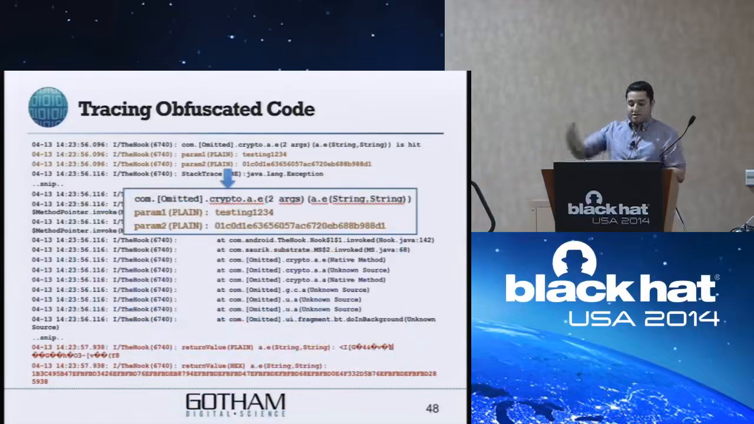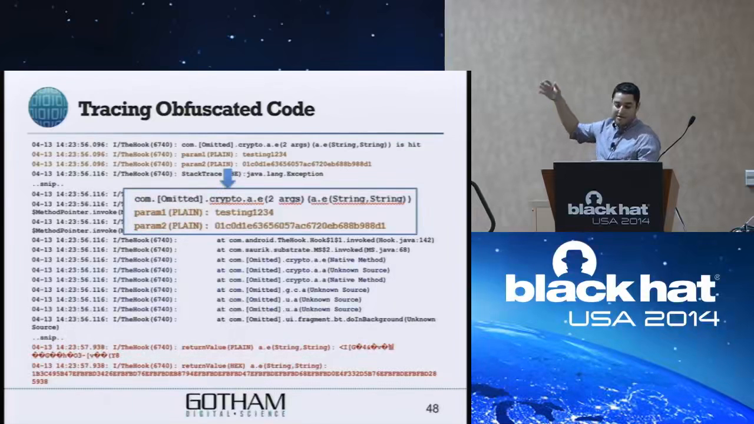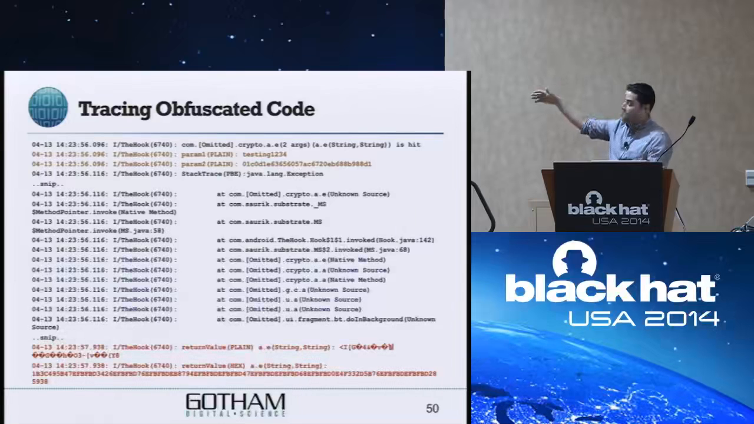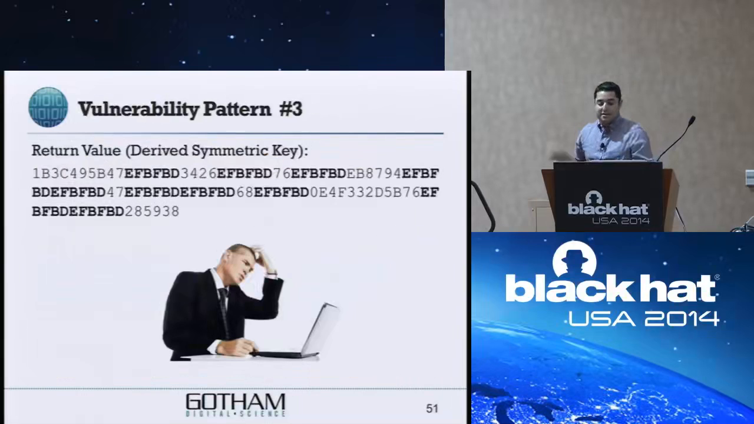So first, I print out the parameters. It takes in my passcode. It takes in some really long value. It's probably salt. Then I have my call flow that I can use to do additional reversing. And then at the bottom, you'll see that in red text is the return value. So let's look at what the return value is.